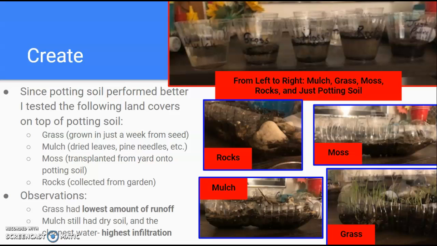I showed in the rocks picture that water pooled at the front, but not as much in the back, but the rock and the moss had a lot more water pooling than the mulch and the grass, showing that they had less infiltration.